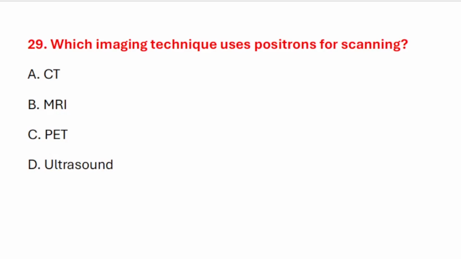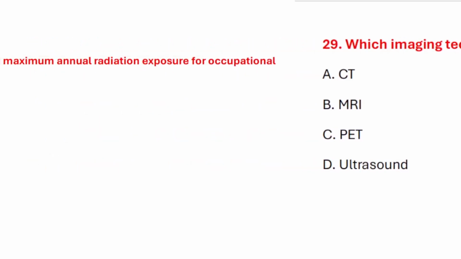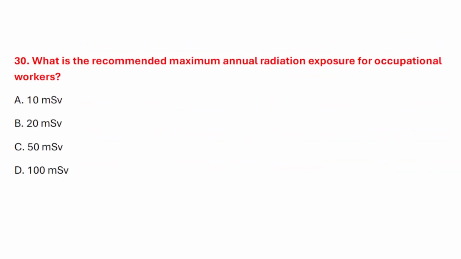Question number 29. Which imaging technique uses positrons for scanning? Correct answer is option C, PET. Question number 30. What is the recommended maximum annual radiation exposure for occupational workers? Correct answer is option C, 50 mSv.